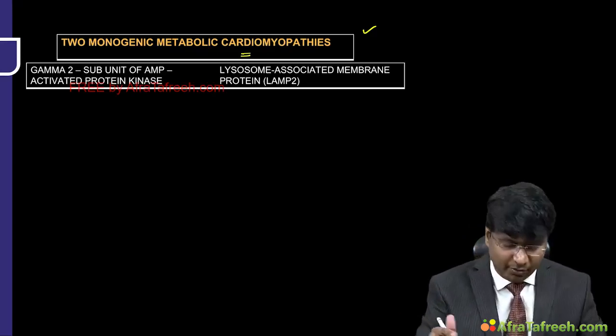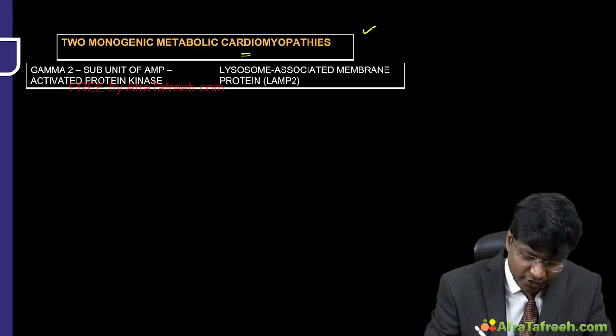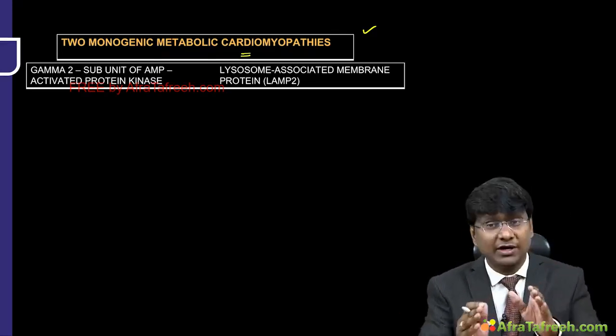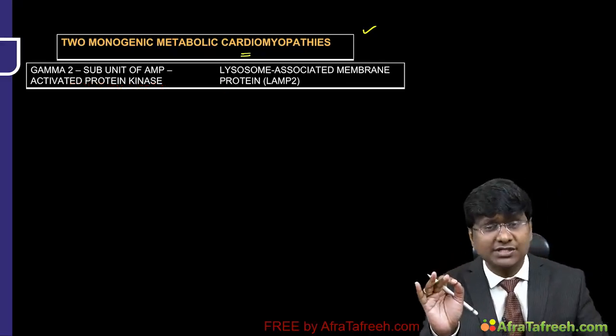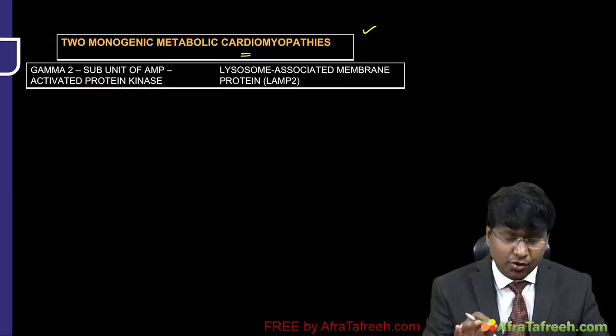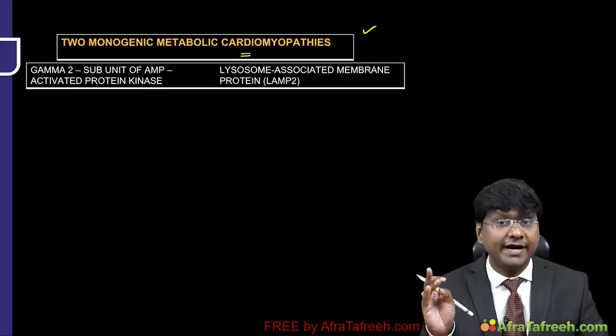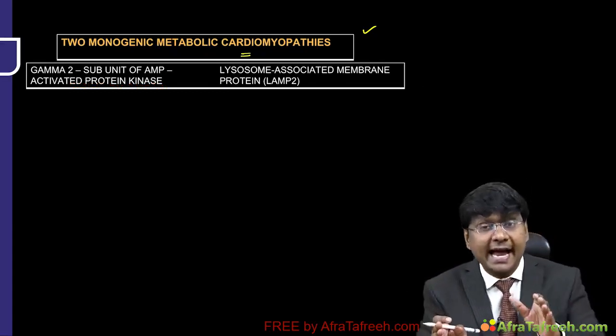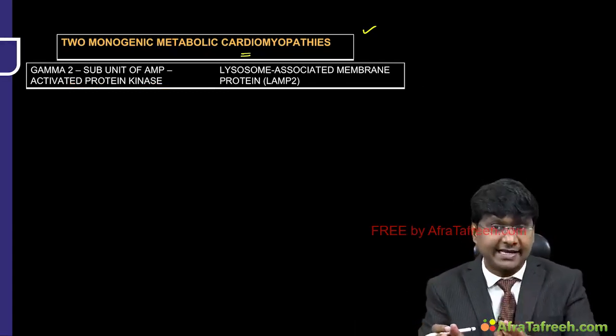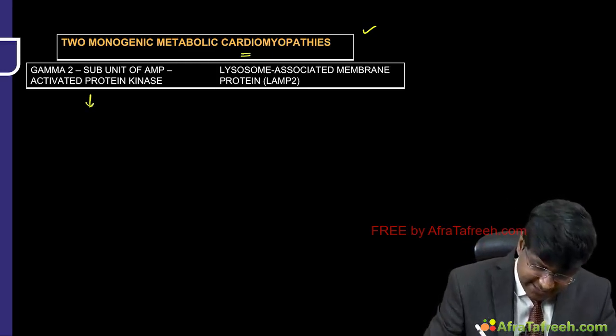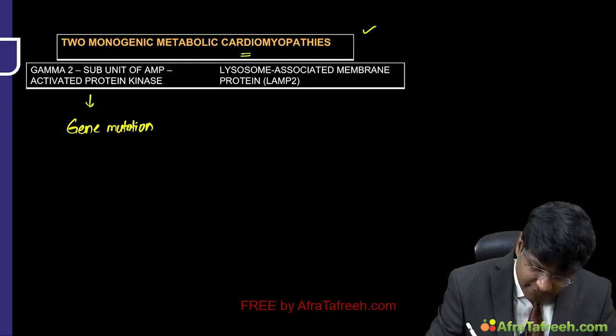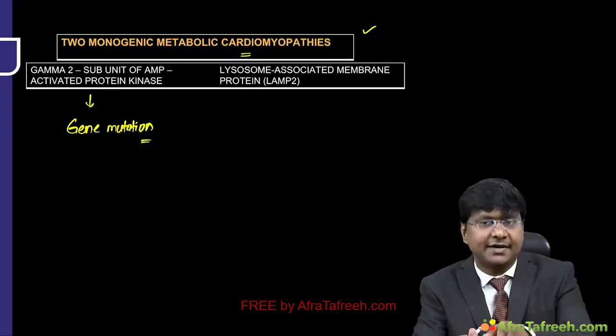Now, apart from these, we have 2 monogenic metabolic cardiomyopathies that can cause dilated cardiomyopathy. What are those? Number 1, the gamma 2 subunit of AMP, that is adenosine monophosphate. So, the gamma 2 subunit of adenosine monophosphate activated protein kinase. Mutation in this gene will be responsible for the development of dilated cardiomyopathy.